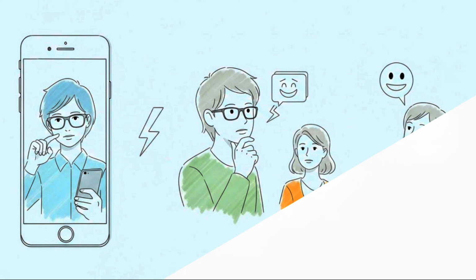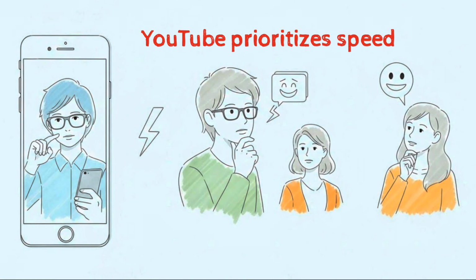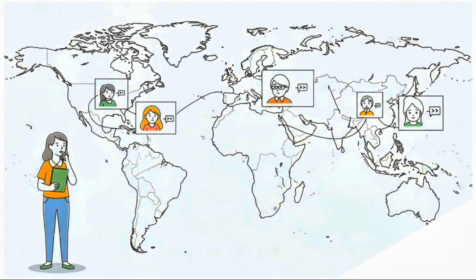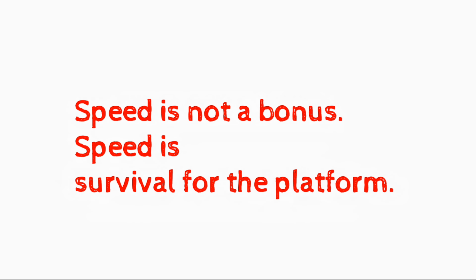Third is delivery. The Shorts feed must load instantly. If a video takes time to load, users leave, so YouTube prioritizes speed. Your video is copied and placed closer to users around the world using fast delivery systems. This way, when someone opens the app, the video appears instantly. Speed is not a bonus. Speed is survival for the platform.